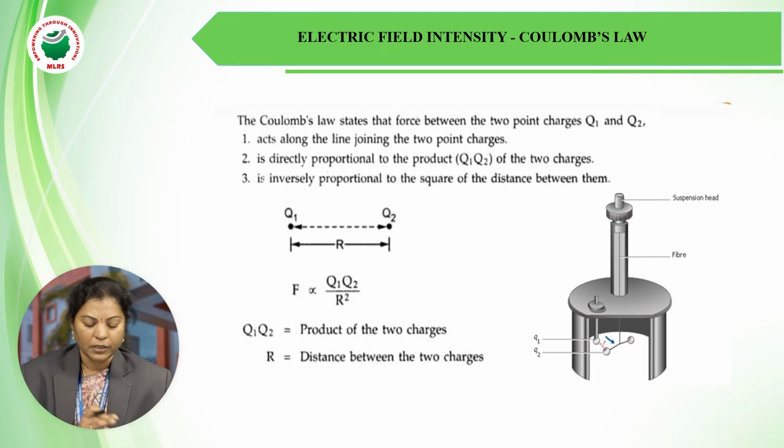Coulomb's law states that the force acting between two charges is directly proportional to the product of the two charges and inversely proportional to the square of the distance between them. So F is directly proportional to Q1 Q2 by R square, where R is the distance between the two charges. Here we have charge Q1 and charge Q2, separated by distance R.